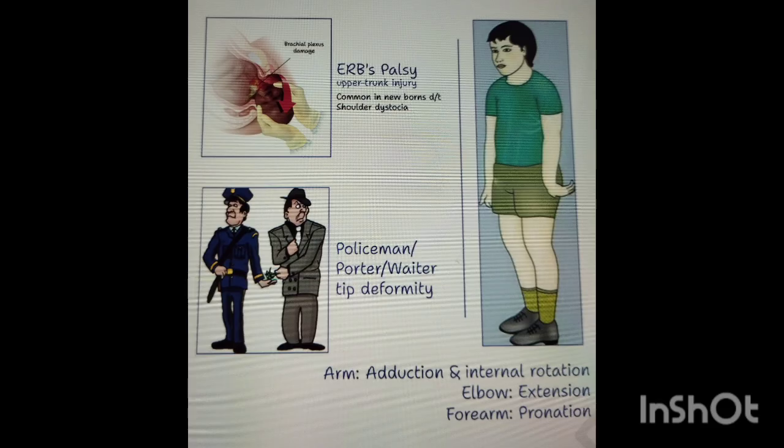Erb's palsy is upper trunk palsy. It is C5, C6 injury, and common in newborn due to shoulder dystocia while delivery. There is loss of abduction and external rotation. So arm is in adducted and medially rotated position, and forearm is extended and pronated. This is known as policeman's tip deformity or waiter's tip deformity. So arm is adducted and internally rotated, elbow extended, and forearm is pronated.